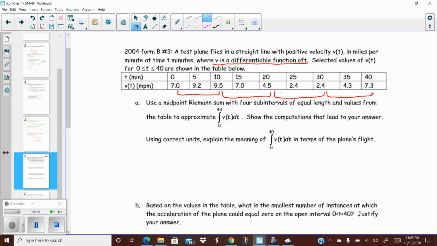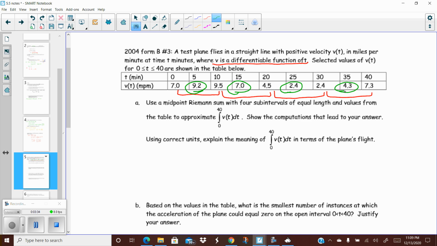It wants us to use the midpoints. Well, between 0 and 10, 5 is the midpoint, but we're looking for the height between 0 and 10. So at 5, the height is 9.2. Between 10 and 20, again, the base is 10, the height is going to be given from the 15 value, which is 7, and so on. Then at the 25 value, and then at the 35 value, those are going to be my 4 midpoint heights.